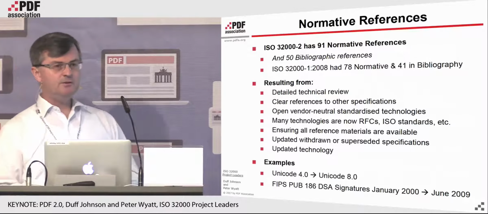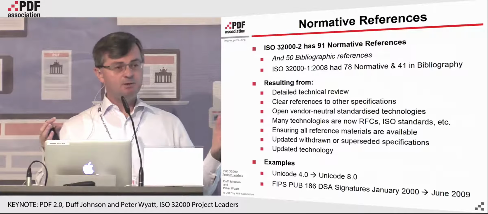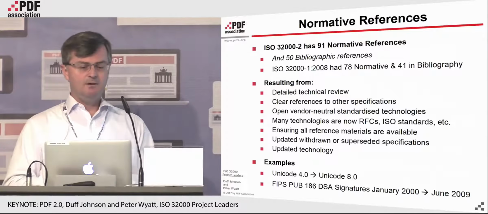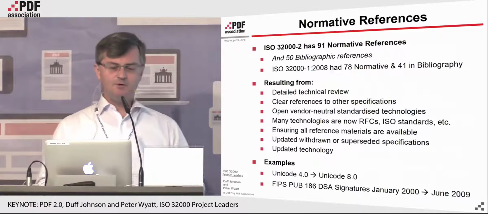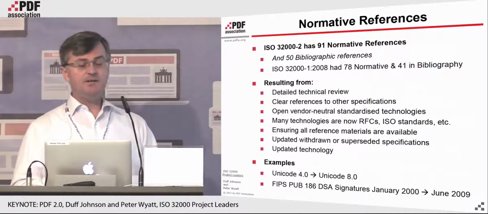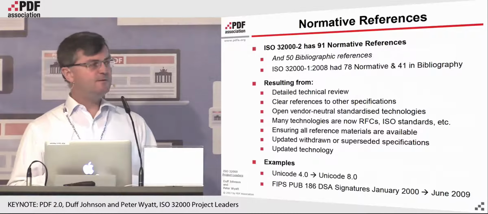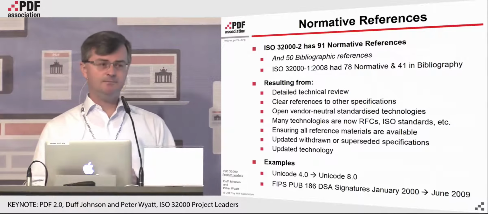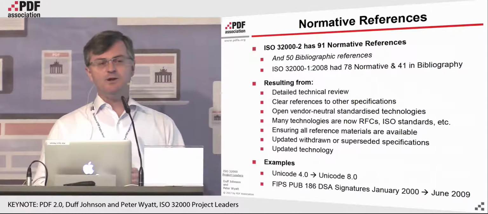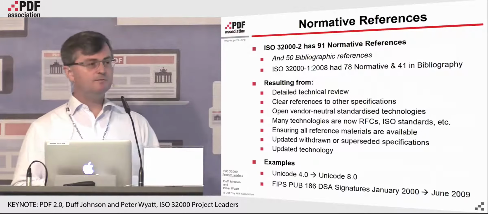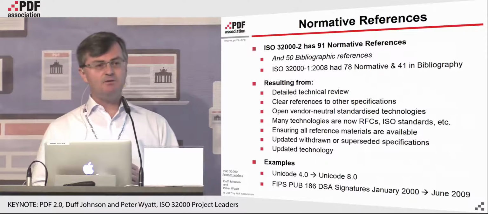Normative references. So as you would appreciate, PDF builds on lots of technology. It currently has 91 normative references. It might be 94 or 87 or somewhere around there, but it's a large number. And we also have 50 in the bibliography. In contrast, 32000 Part 1 had 78 normative and 41 in the bibliography. So it's been an increase.